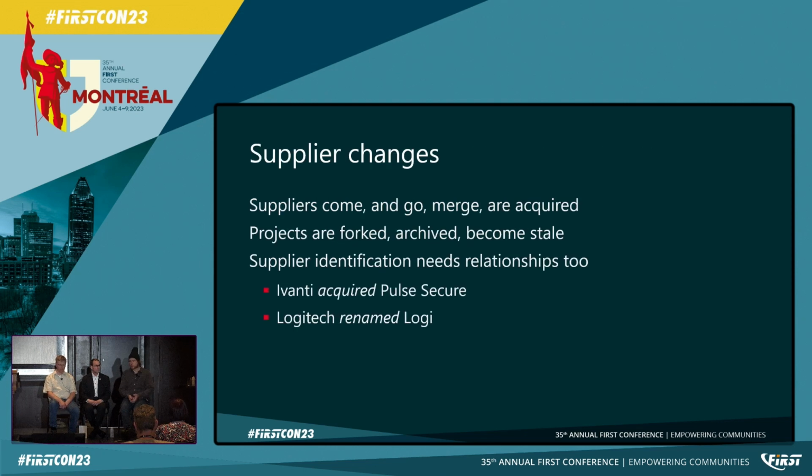Suppliers change, right? There are mergers, acquisitions, projects get forked and get archived and become stale. We need identification, supplier ID needs to have relationships too. These are a couple of real examples found on the internet, public references. Avanti acquired Pulse Secure, famous, perhaps infamous VPN software. Logitech renamed themselves to Logi, I'm not sure exactly. Those are real things. Those are simple relationships you build in here and you're done, and the graph magic takes care of the rest.